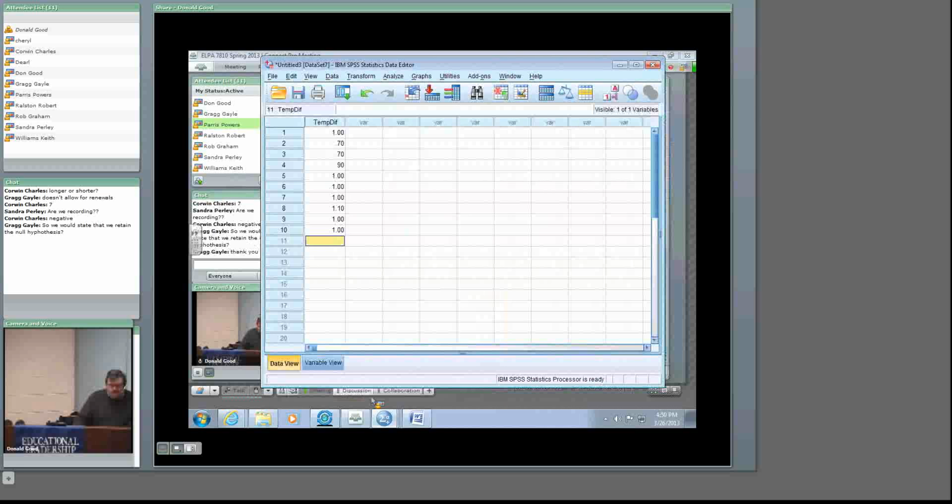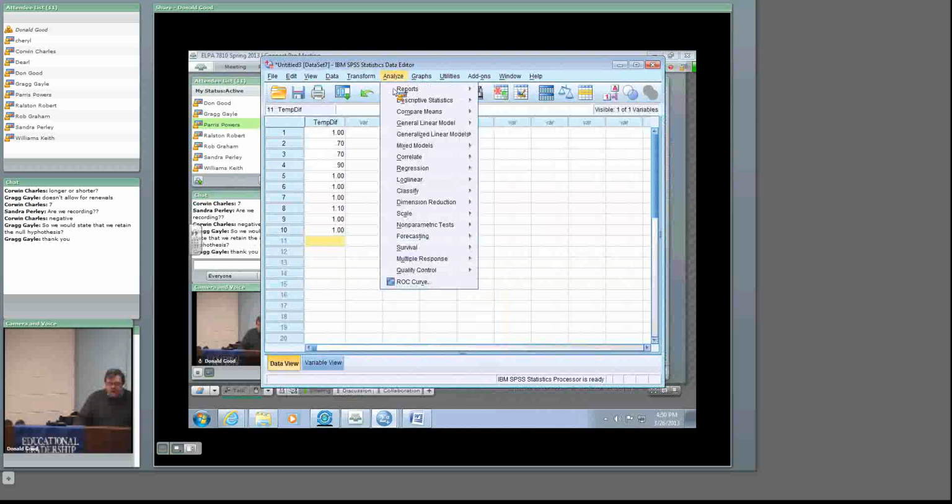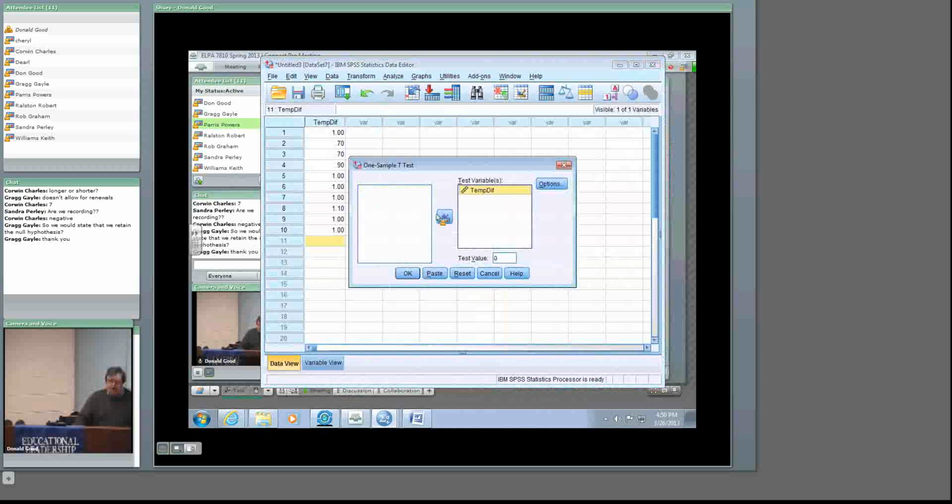Okay, I'm still going to go to Analyze, and then I'm going to Compare Means, and it's still a one sample t-test. Temperature difference is our only variable. What level of alpha are we talking about? Level of significance. Can you see where it says so? Okay, so we're going to look at a 0.01. It doesn't tell us 0.01, but it refers to the 99% confidence interval.